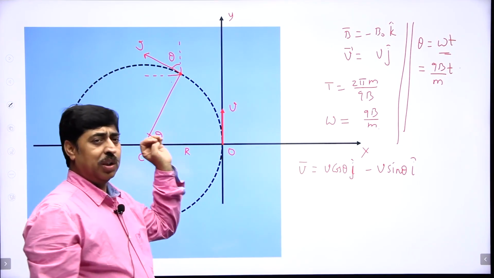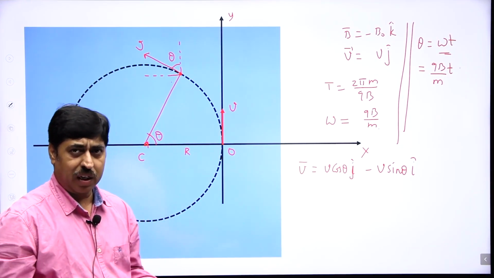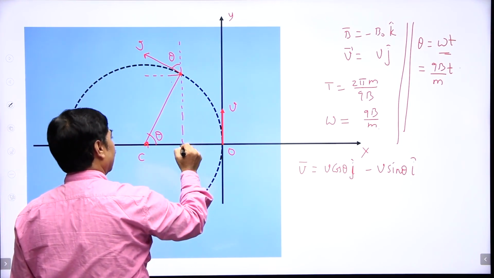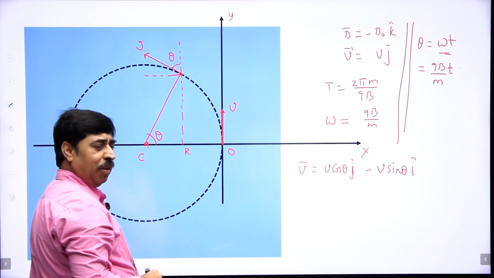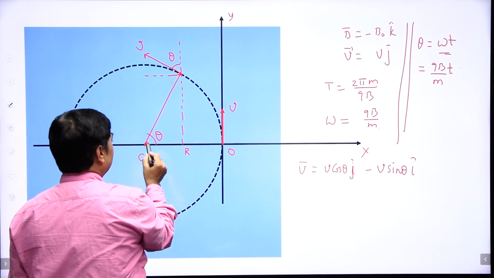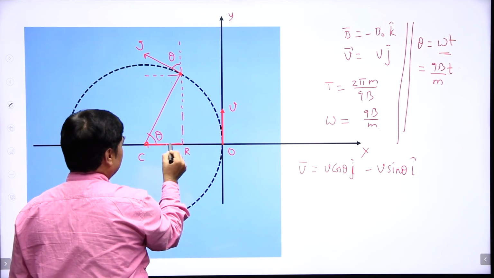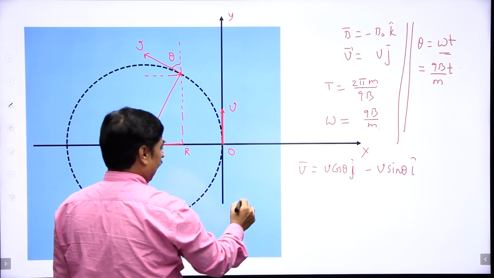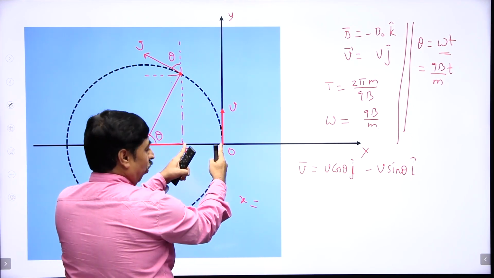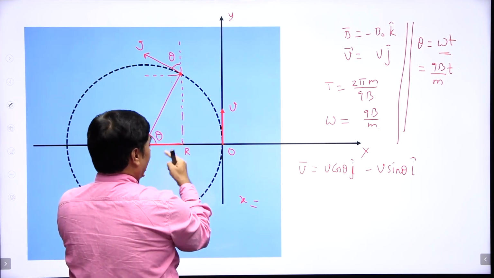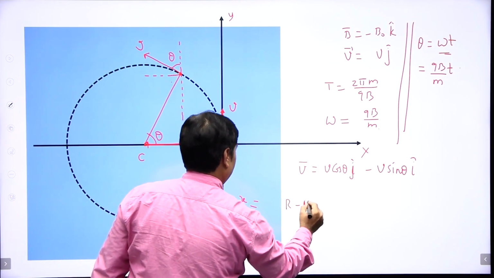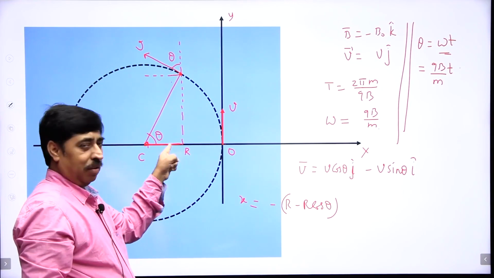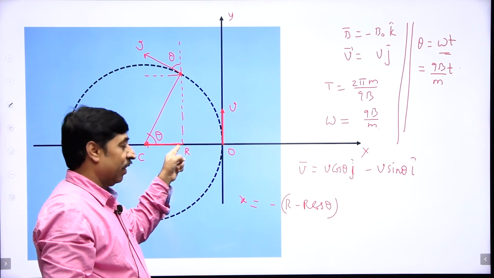Similarly, if somebody asks you what is the position coordinate of the particle at time t, then you have to write the x and y coordinates of this point, just by observation, nothing else. So, you can see this is radius and this is r cos theta, this is again radius, this is r cos theta. So, x coordinate of the particle is this length only. So, r minus r cos theta, with a negative sign, negative because this is negative x coordinate, isn't it?